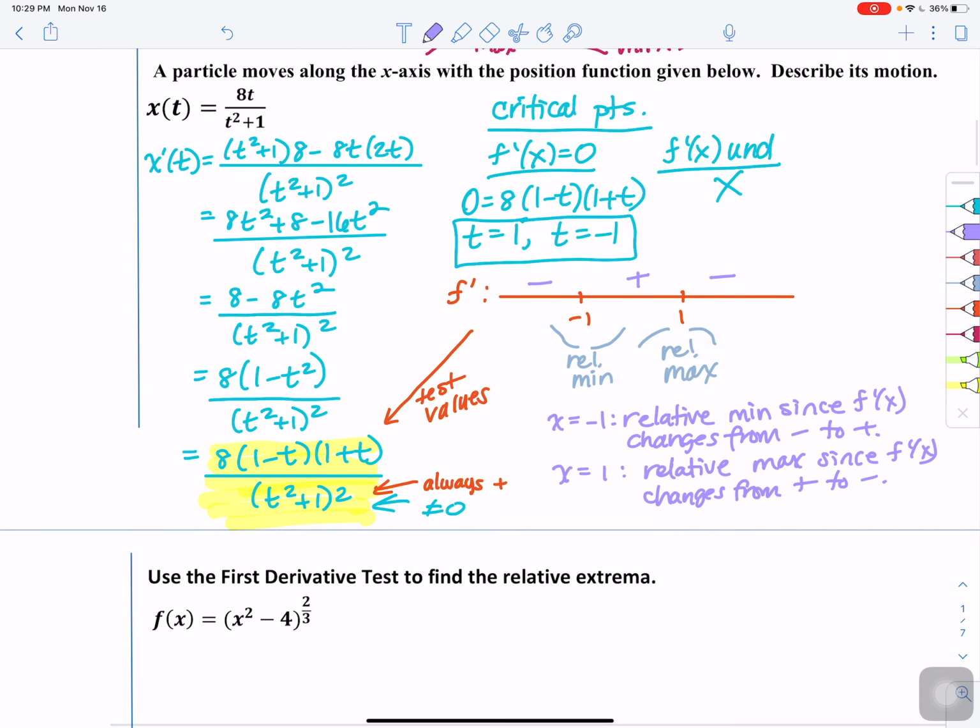Now this was a motion problem. So it's really important that we now tell them what was going on at each one of these places. So remember the derivative of x of t, x prime of t, that would give us our velocity, so to speak. So you could think of all of this as the velocity. So we are moving to the left, moving to the right, and moving to the left.